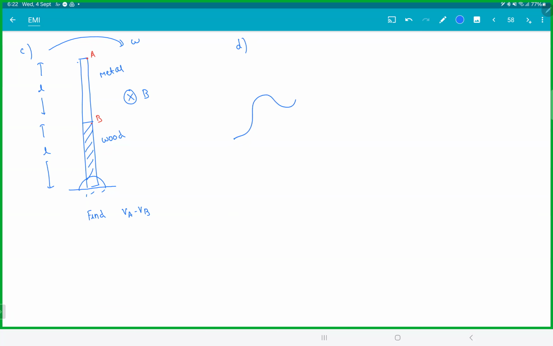We have a rod with some weird shape. This is hinged here. This is O and this is A. And this whole setup is rotating with omega. Find VO minus VA.